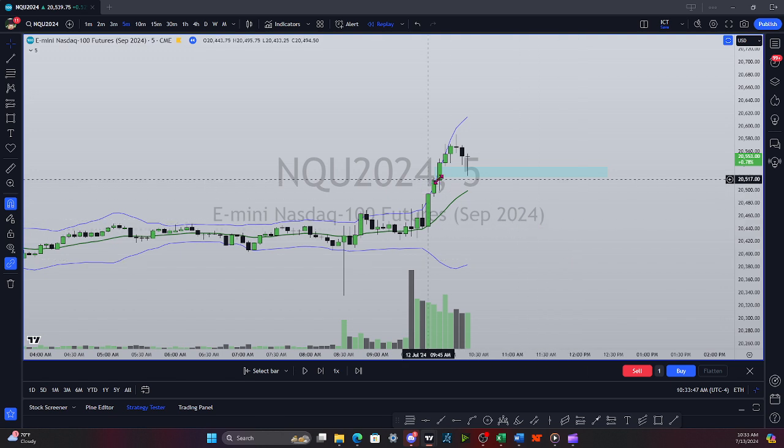So Al Brooks would be looking for a consolidation above the EMA with some sort of falling wedge flag pattern. ICT would be looking for a pullback into this fair value gap, which we get almost to the tick.